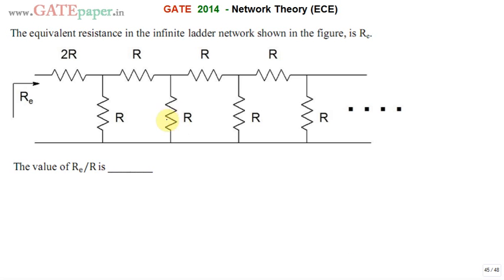If you are observing, this is an infinite ladder except for the first branch, which is 2R, and all other branches have value R. Now if you break the network at this point and look into these two terminals, what do you see?